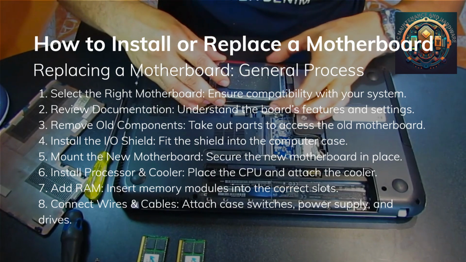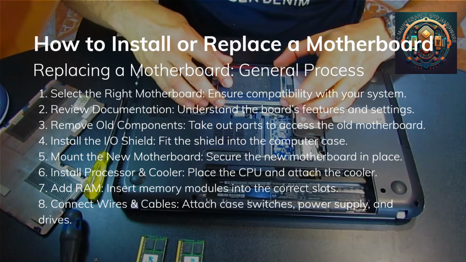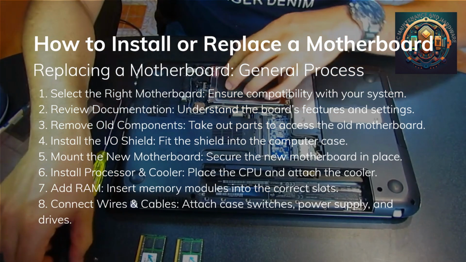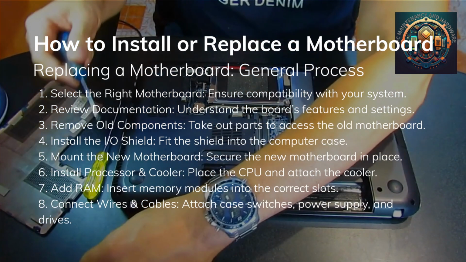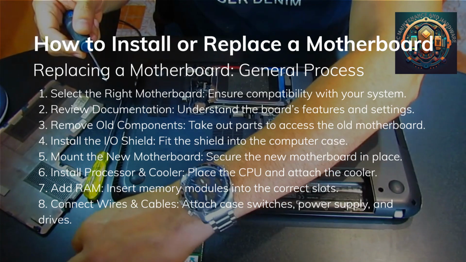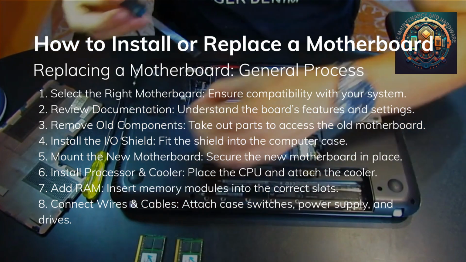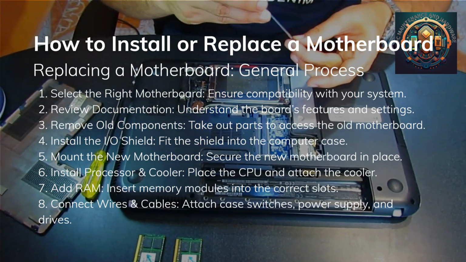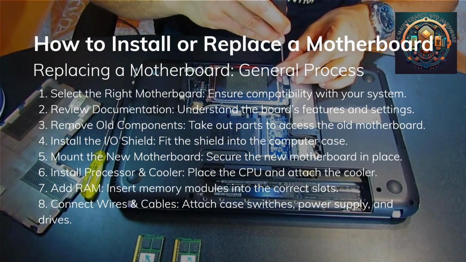Install the I/O shield. Place the I/O shield into the back of the case. This shield protects the ports on the motherboard and ensures a snug fit with the case's rear panel. Install the motherboard. Position the new motherboard in the case, aligning it with the mounting standoffs. Secure it with screws, making sure it's firmly in place.